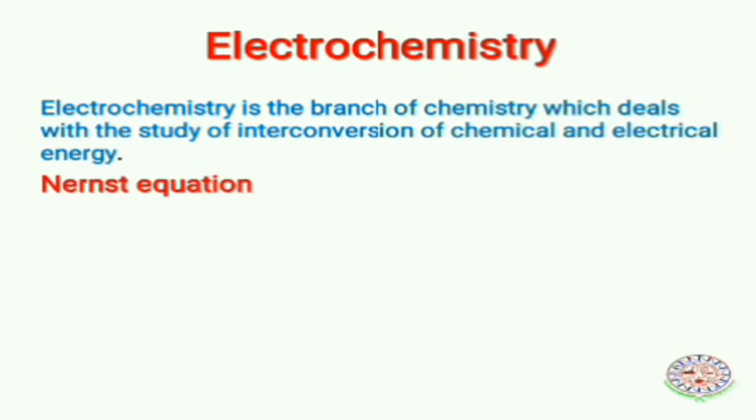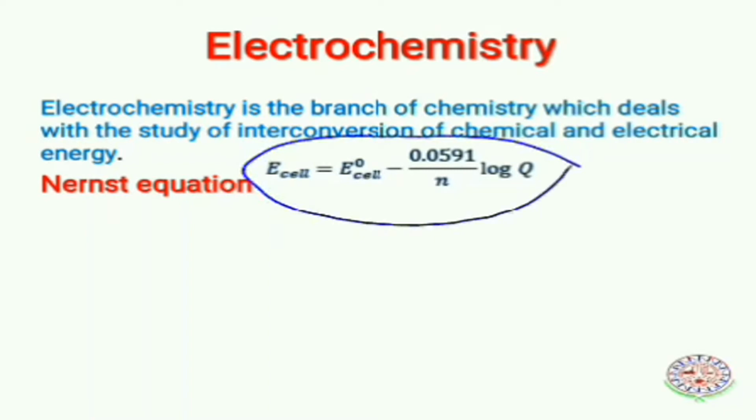So we will discuss some numericals on Nernst equation. What is Nernst equation? E cell is equal to E naught of cell minus 0.0591 divided by n into log Q. Q is reaction quotient here. n is the number of electrons involved in the cell. Standard cell potential is E naught of cell. Cell potential is E cell. And 0.0591 is at 298 Kelvin.